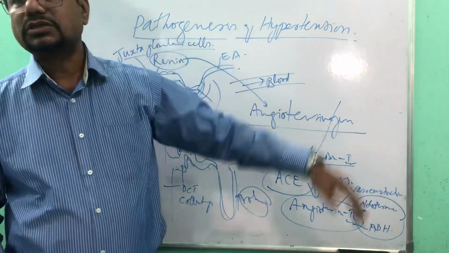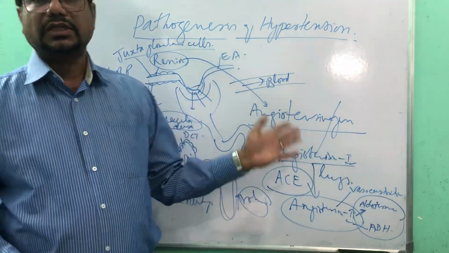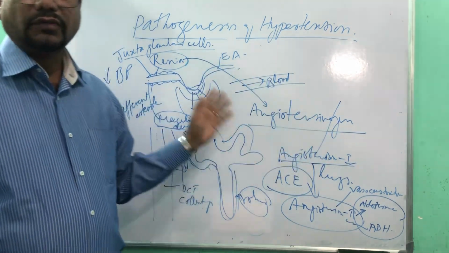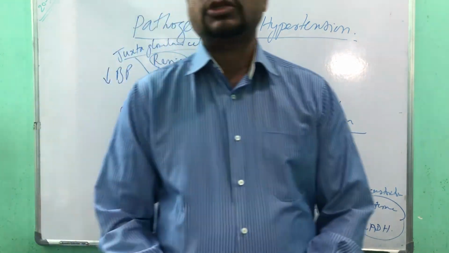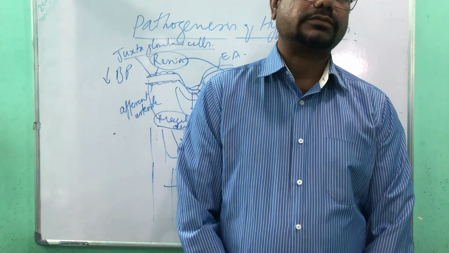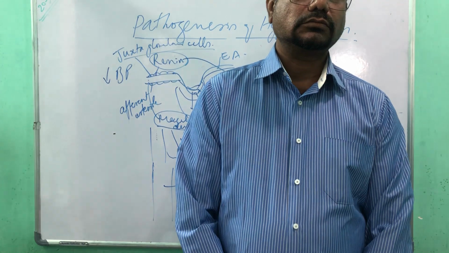That is the pathogenesis of hypertension. So in that way, we can even deal with it using drugs. So this is an overall picture of the pathogenesis of hypertension.